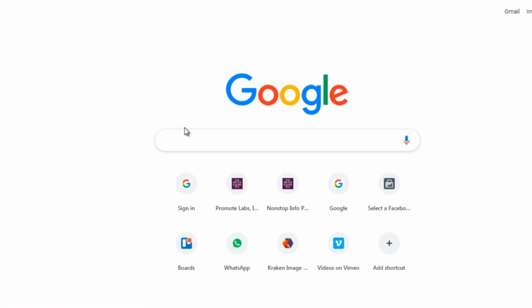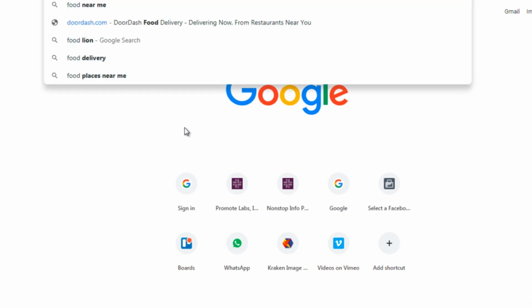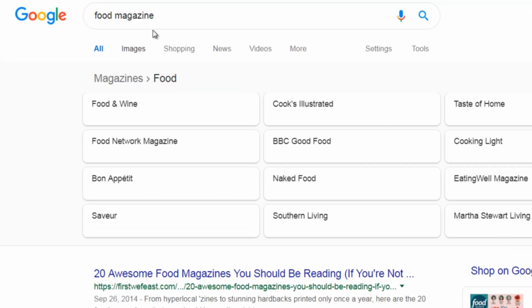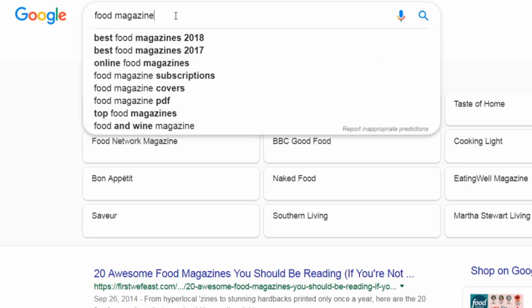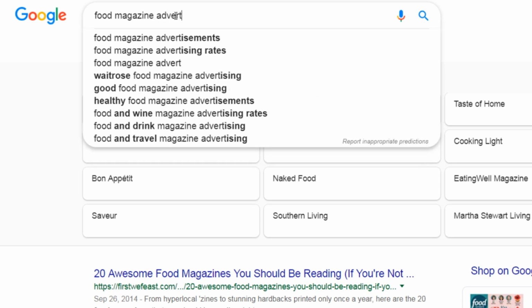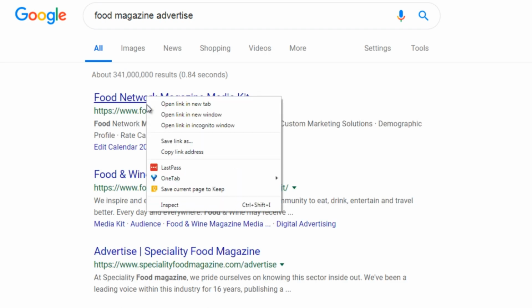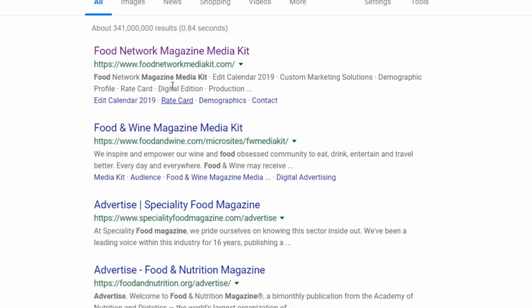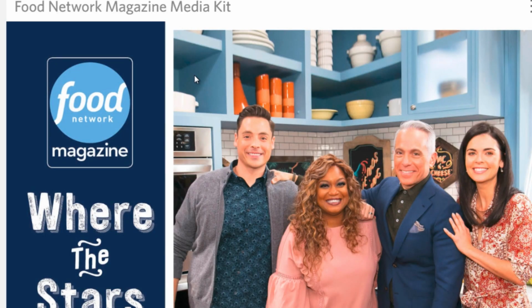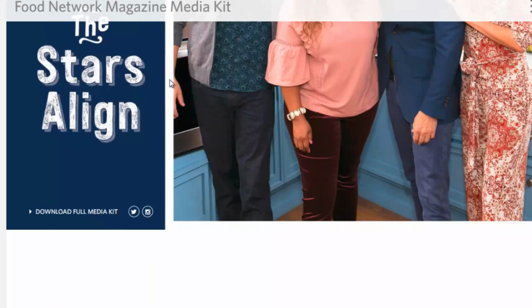So for the sake of simplicity, we'll type in food magazine, like so. And you can do food magazine advertise. So for example, the Food Network magazine media kit, the Food and Wine magazine. And bear in mind that we are not going to advertise on these networks necessarily. You can if you want to, but this will give us a better idea of the demographic.